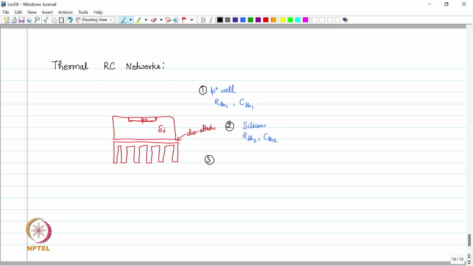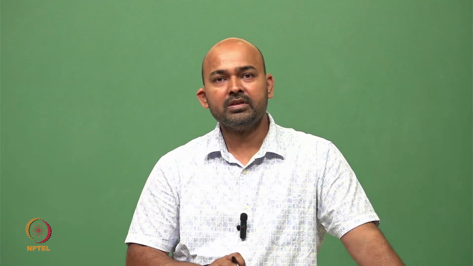The third material here is this die attach, and thermal resistance is, let's say, RTH3, and CTH3 is the thermal capacitance. And after this we have the lead frame, or after that we will have the heat sink. So now we have this whole assembly which is a practical assembly in any electronic circuit. Now we need to make a model of this whole assembly so that we can solve it for power dissipation.